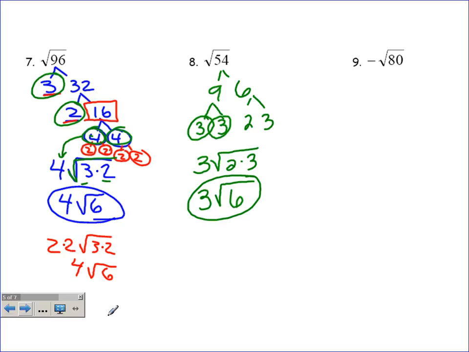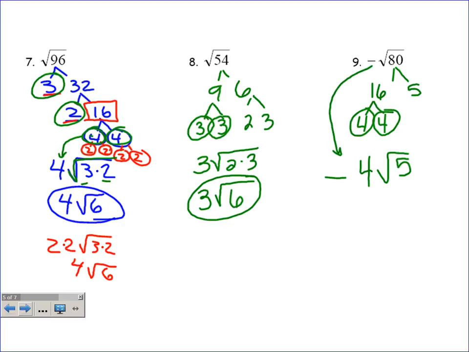Okay, number 9. You want to do number 9? Okay, let's do number 9. Let's say that negative on the outside, we'll just worry about this to begin with. How do you want to break down 80? 16 and 5. How does 16 break down? 4 and 4. Are there any pairs? There's a pair of 4s here, which goes on the outside. Well, what else was on the outside? The negative. So it just continues being on the outside. So it would be negative times 4, negative 4, and the 5 has to stay on the inside. So our answer is negative 4 times the square root of 5.